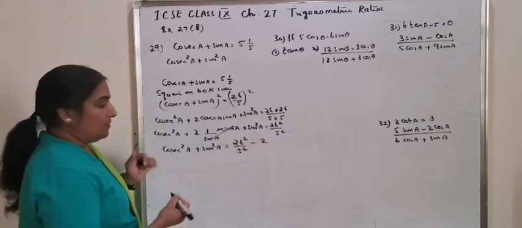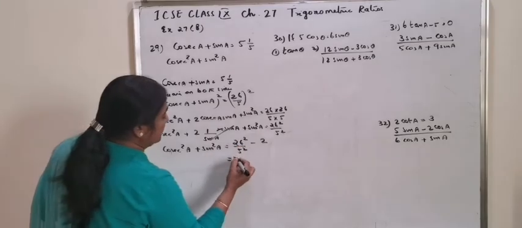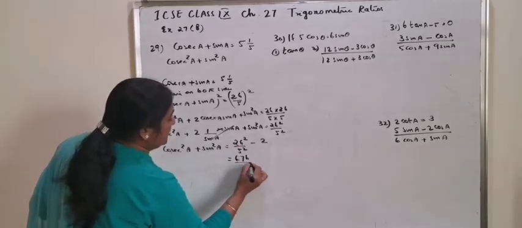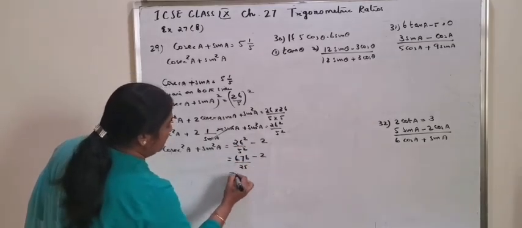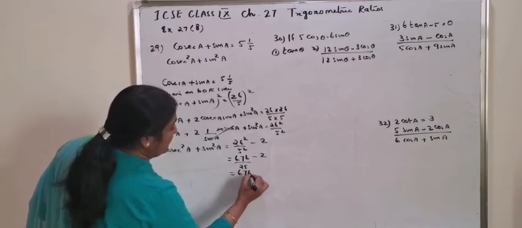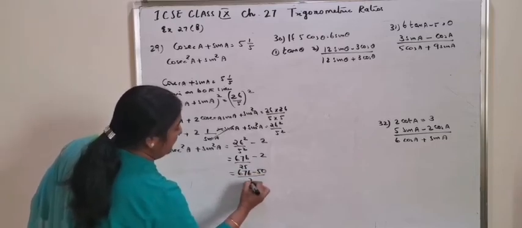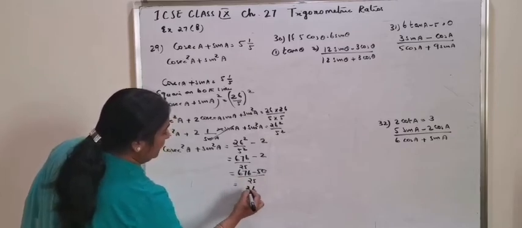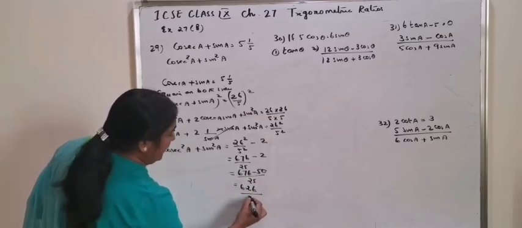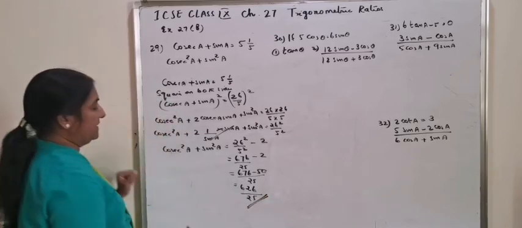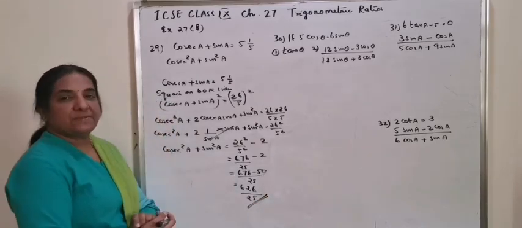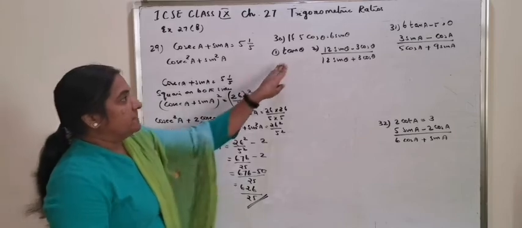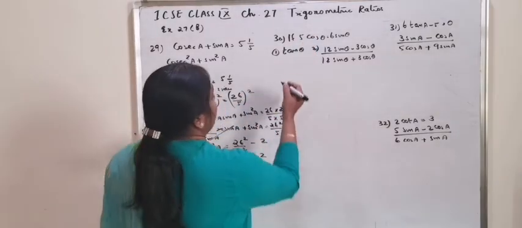You have to calculate: 26 square is 676 by 25 minus 2, or 676 minus 50 by 25. That gives 626 by 25. That's the answer of cosec square A plus sin square A. It's a similar pattern to what we have done.